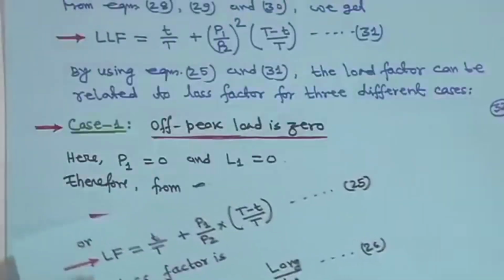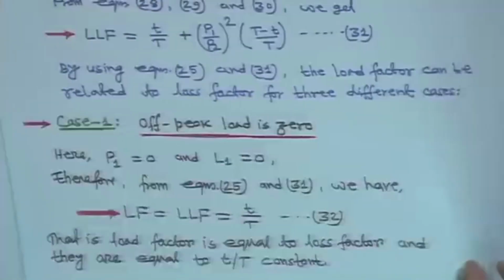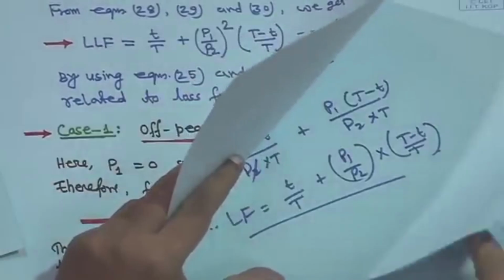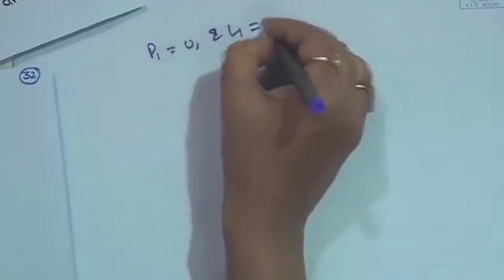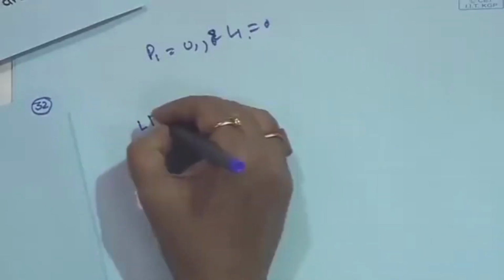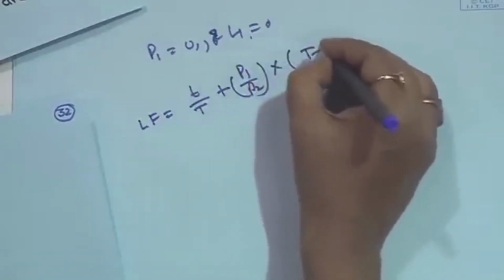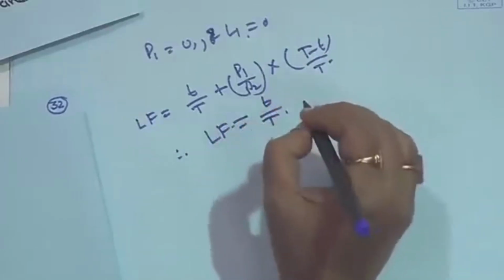Here you put P1 equal to 0 and L1 also 0. Taking equation 25 for case 1, where off-peak load is 0: LF is equal to small t by capital T plus P1 by P2 into (T minus small t) by capital T. But here P1 is 0, that means LF is equal to small t by capital T.